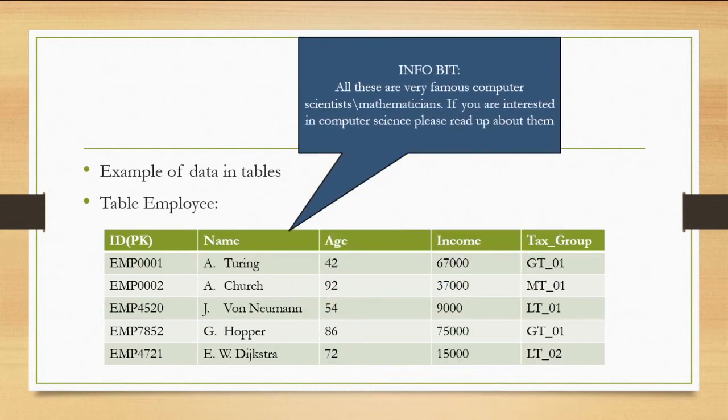Now, information bit. All of these people in the names category are famous computer scientists or mathematicians. If you are interested in computer science or IT in general, please read up on them. For example, Alan Turing, very famous for cracking the Enigma machine. Church is very famous for working with Turing to develop the idea of a computer. The von Neumann model is a very famous, widely used model of a computer. Dijkstra invented the shortest path algorithm, so I do encourage you to please read up on all of them.